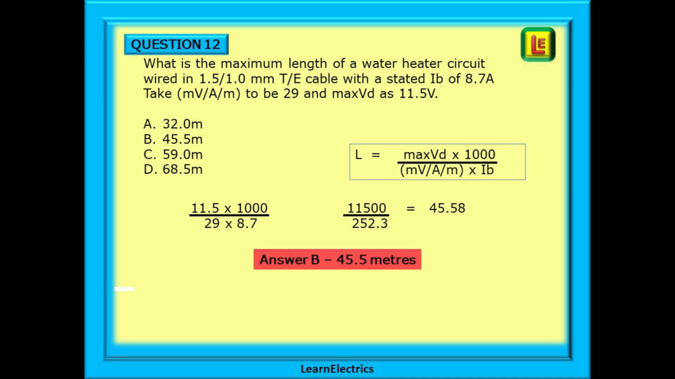11,500 on the top, 29 times 8.7 or 252.3 on the bottom. Our answer is 45.58 meters. From the choices offered, select B, 45.5 meters.